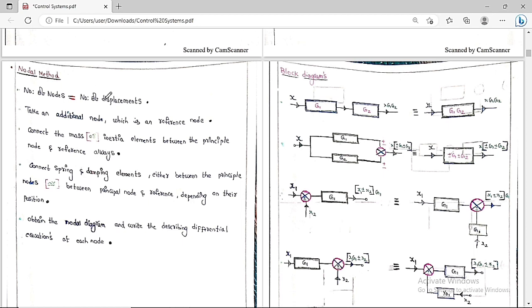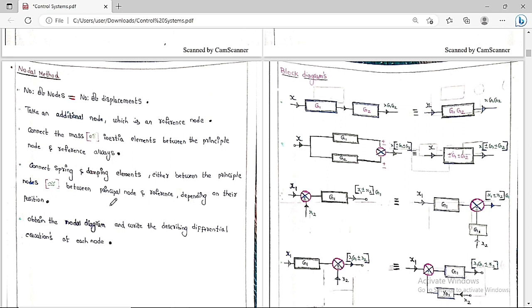If you want to convert from the given circuit into a representation, we always have to keep the number of nodes equal to the number of displacements, and take an additional node, which is a reference node. Connect the mass or inertia elements between the principal node and the reference always, and connect the springs and the damping elements either between the principal nodes or between the principal node and the reference, depending upon the position.